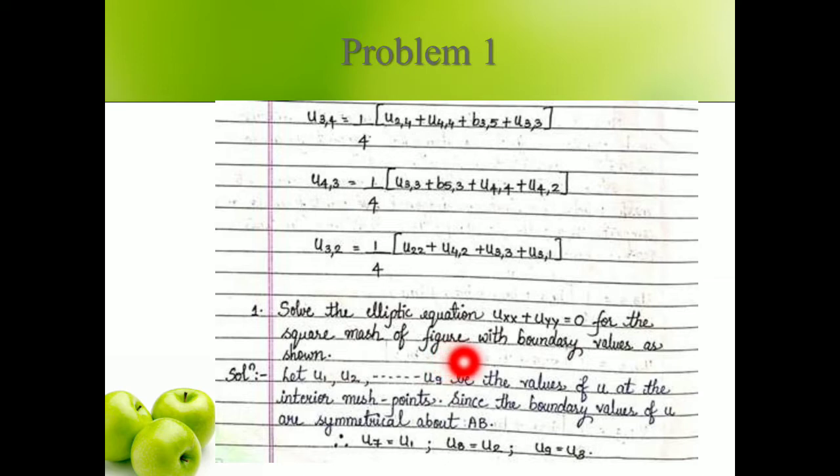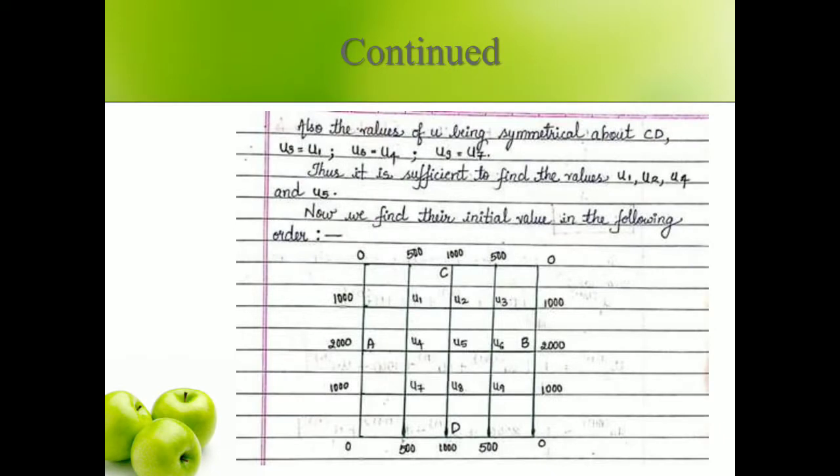Since the boundary values of u are symmetrical about AB, u7 is equal to u1, u8 is equal to u2, u9 is equal to u3. Similarly, they are across the AB, they are same. So u1 will be equal to u9, u3 is equal to u7, u4 is equal to u5. Also the values of u being symmetrical about CD axis, u3 is equal to u1, then u6 is equal to u4, u7 is equal to u9 also.